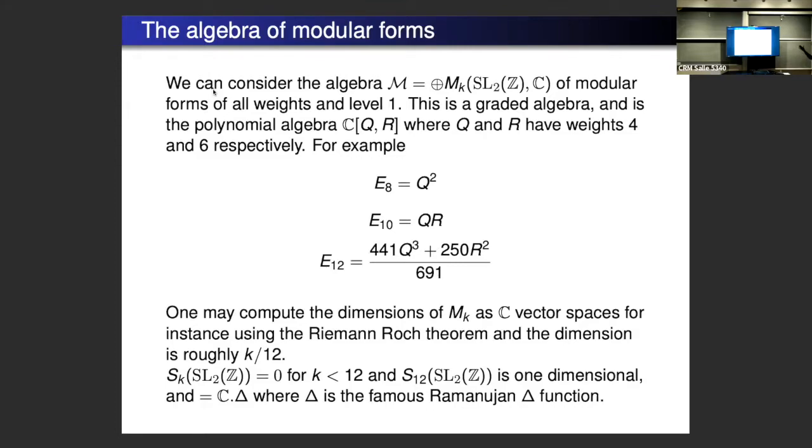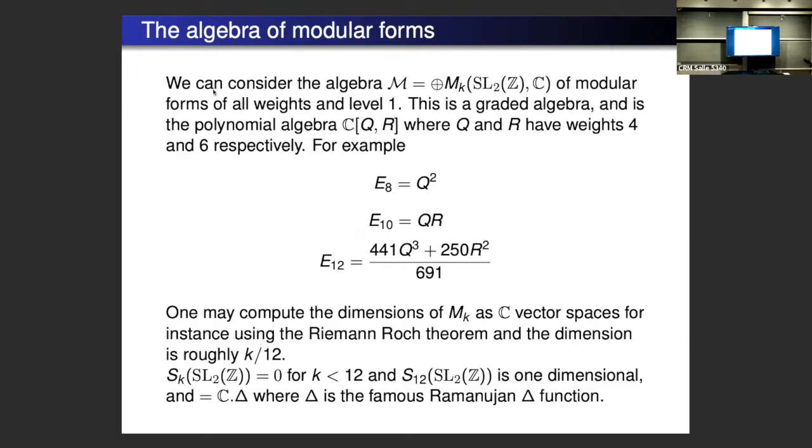And then one can compute the dimension of Mk as a vector space over C, and the dimension is roughly k by 12, right? So this grows systematically, linearly with k. And the space of cusp forms vanishes for a larger range of weights than the space of modular forms. So the first time you get a non-zero cusp form is in weight 12, right? For weight less than or equal to 10, there is no cusp form.